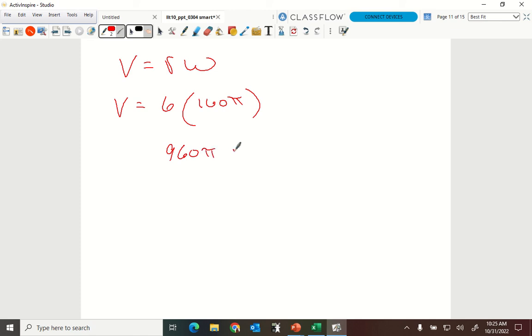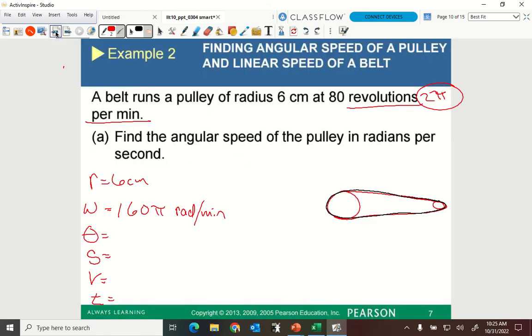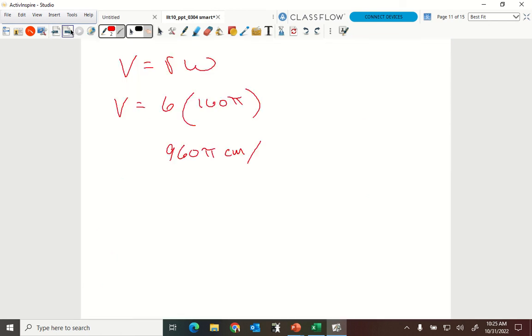And that's going to be... what are my units? Centimeters per minute. Right now it's still in minutes, isn't it? So that's what I have to look at next.